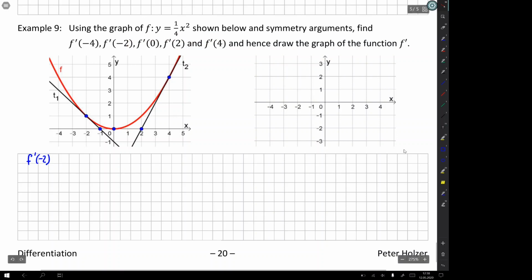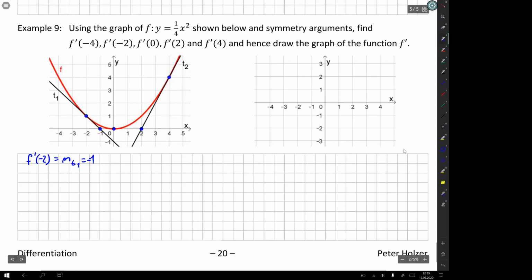Let us start with f dash of -2. This means the gradient of the curve in the point with x coordinate -2. So in this point here, the gradient of the curve corresponds to the gradient of the tangent here, and we can read that off now directly. F dash of -2, that's the gradient of this tangent T1, and that's 1. Sorry, -1, obviously. We go one to the right and 1 down to stay on the graph.